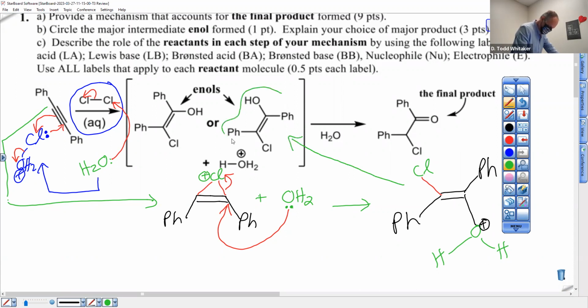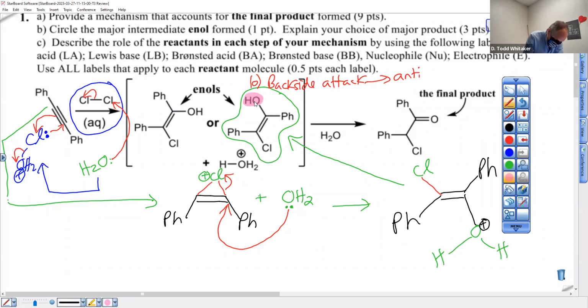Why is this the correct product to circle? Circle a major intermediate. Explain your choice. Backside attack. This is part of B. Yields anti-result. Anti meaning OH on one side and Cl on the other, right?